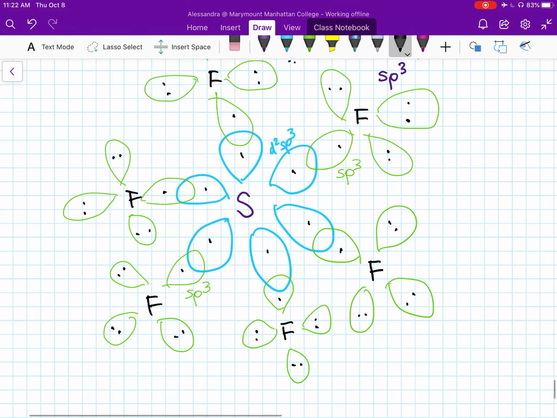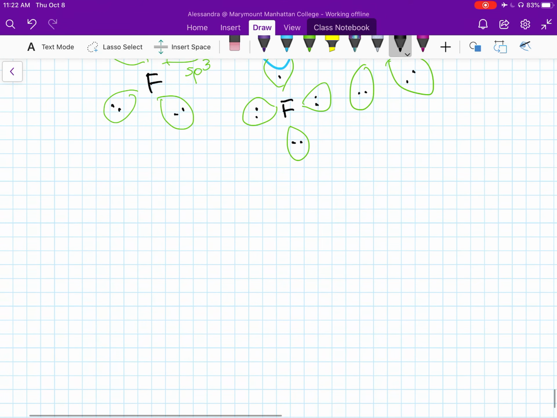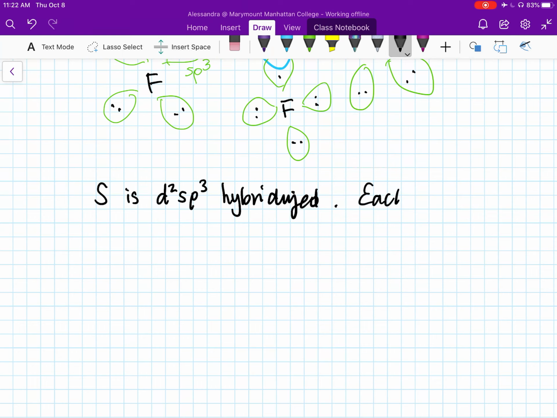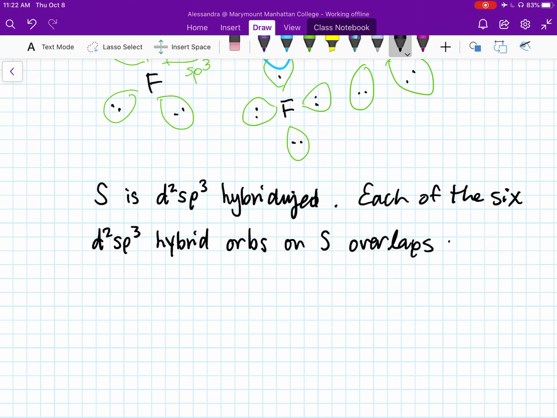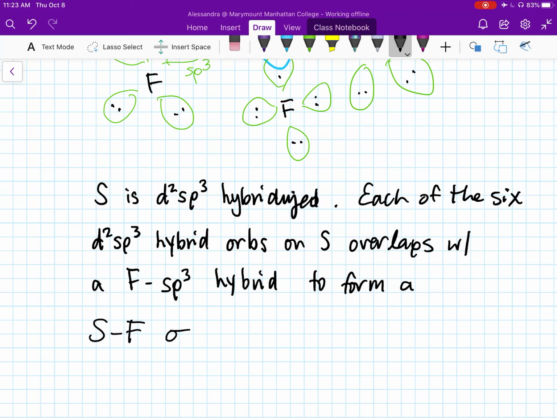Now let's put what this picture tells us into words. So we can say that sulfur is d2sp3 hybridized, and because there are 6 d2sp3 hybrid orbitals, each of the 6 d2sp3 hybrid orbitals on the sulfur overlaps with a fluorine sp3 hybrid to form a sulfur-fluorine sigma bond. So that's how we get those 6 SF bonds.